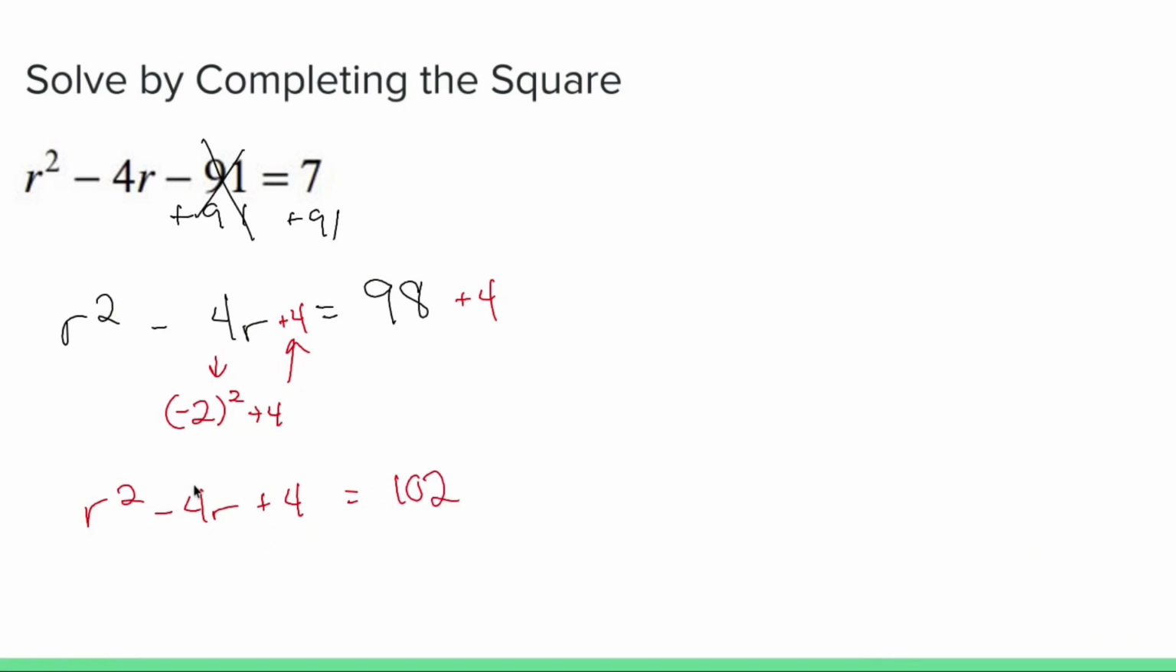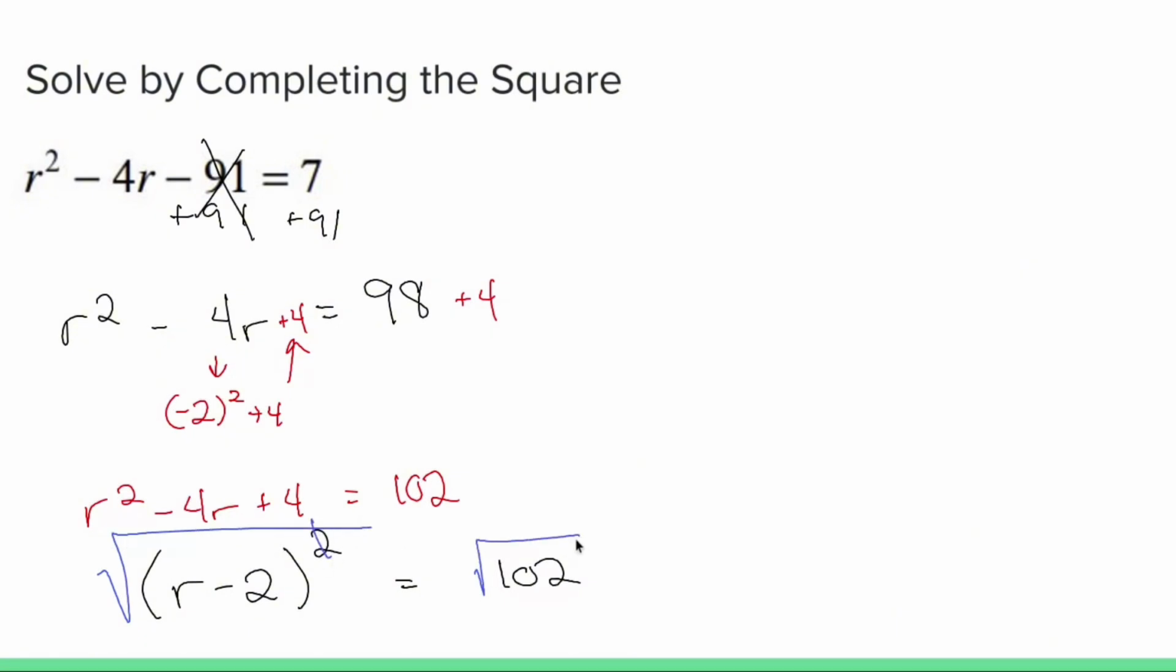Now that you have this on the left, this is a perfect square trinomial. That's what's going to happen every single time that you do this. You will be able to factor this as a perfect square trinomial. So, since this was negative 2, that means this ended up being r minus 2 squared equals 102. Now, I have to solve for r. In order to solve for r, what we do is we square root both sides to get rid of the square term. So square root both sides.